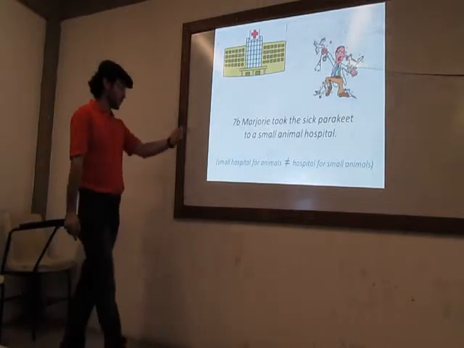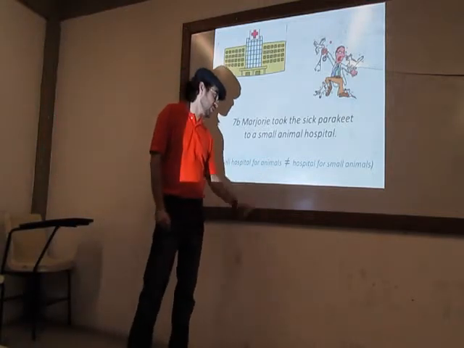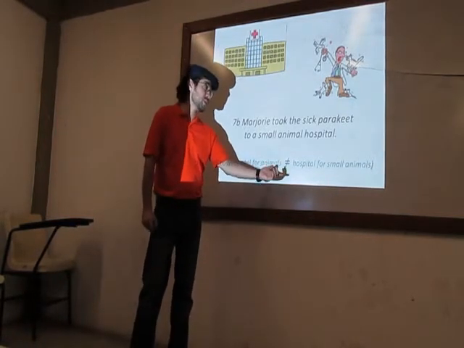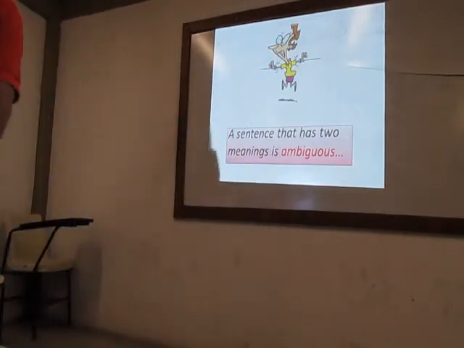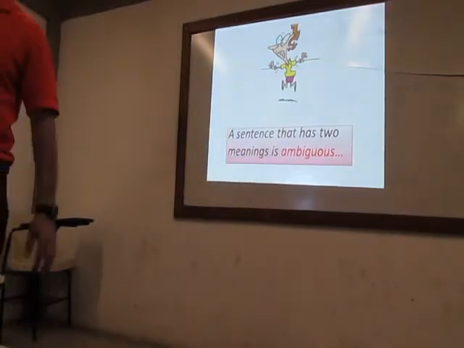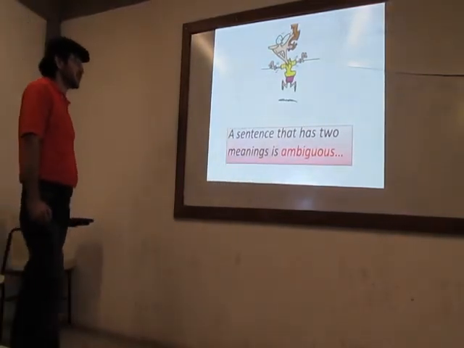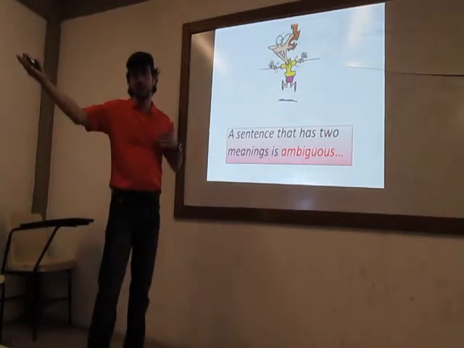So, two possibilities: small hospital for animals or hospital for small animals. A sentence that has two meanings is called ambiguous, okay? So we are treating ambiguous sentences, two or more meanings, okay?